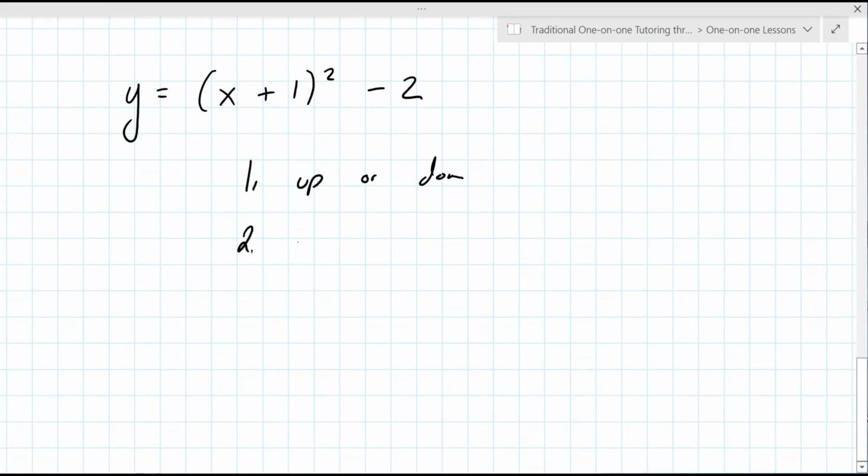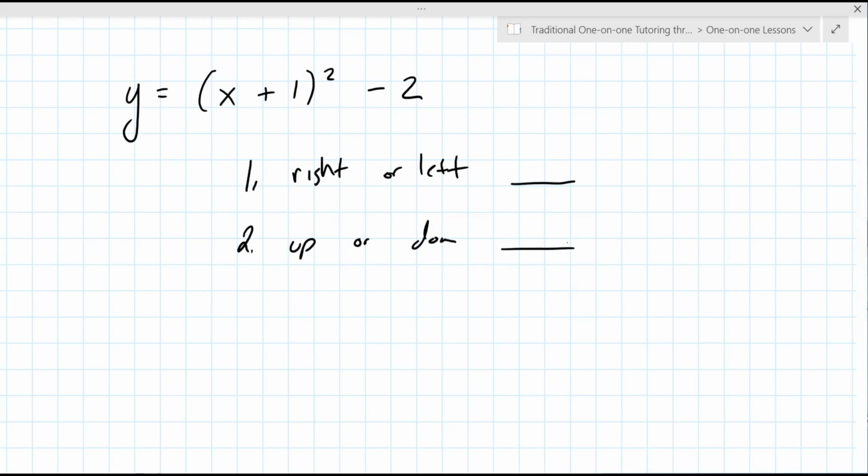Okay, let's look at another problem here. y equals x plus 1 squared minus 2. Again, I want to know whether it's going up or down. I'm sorry, you don't start with up or down. You go right or left. The order does matter, and by how much. So you could graph these, but I'm hoping you can do it by hand. It goes left one, and then it goes down 2.